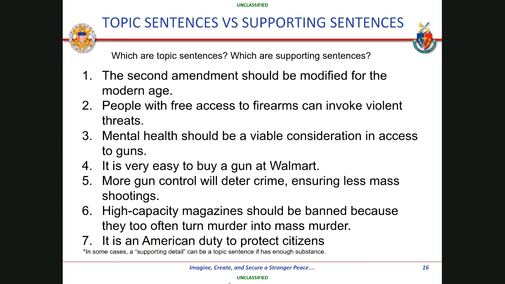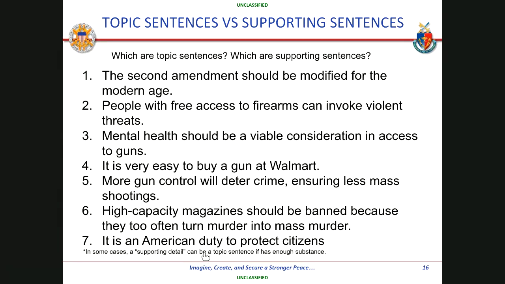Yes, I think you're correct. Yes, you're correct, Fadi, it's a topic sentence. And then maybe it could be a final sentence, right? You could say it's an American duty to protect citizens, okay? Look at my small note. If you can't read it, that's okay, I'll read it to you. It says, in some cases, a supporting detail can be a topic sentence if it has enough substance. If it has enough substance, okay?